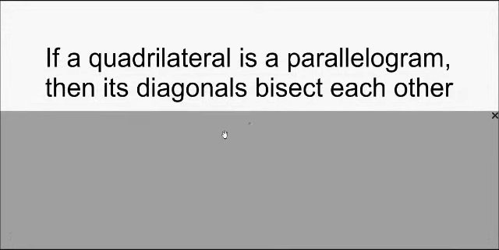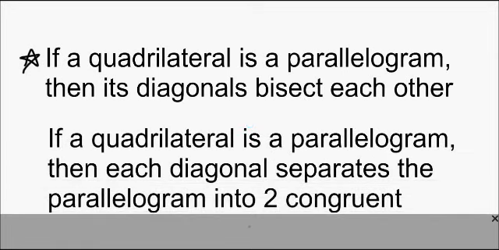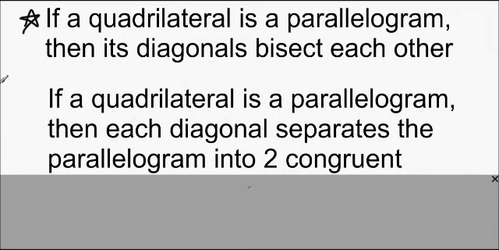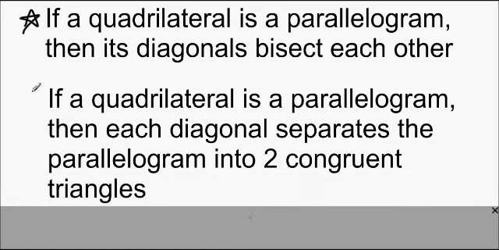Next up, if a quadrilateral is a parallelogram, then its diagonals bisect each other. That means that they cut each other in half. If a quadrilateral is a parallelogram, then each diagonal separates the parallelogram into two congruent triangles. So a parallelogram is really two congruent triangles pushed together.